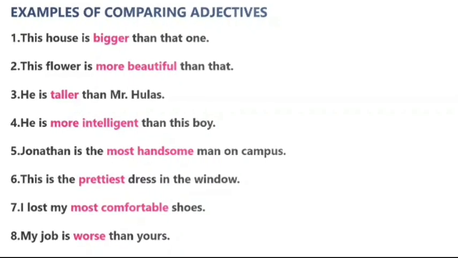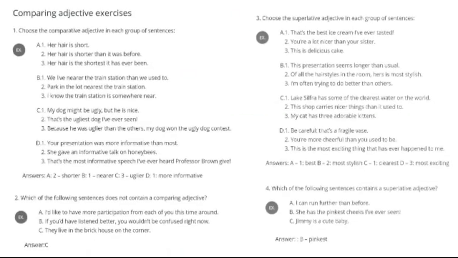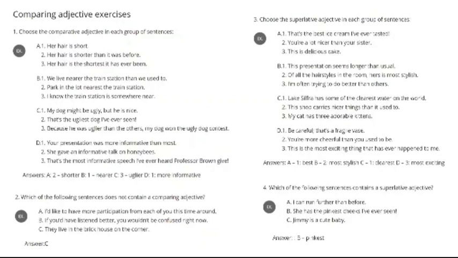Now let's discuss some of the exercises that I have inserted. First, choose the comparative adjectives in each group of sentences. First, A: the answer will be shorter. Second, the answer will be nearer. Third, the answer will be uglier. And fourth will be more informative. Now, second question: which of the following sentences does not contain a comparing adjective? The answer will be C. They live in the brick house on the corner.